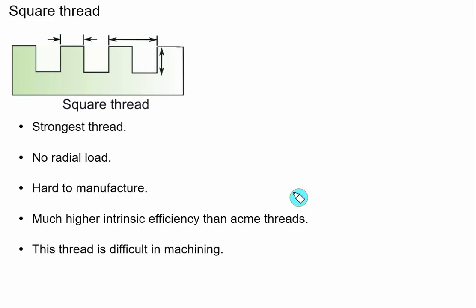Two types of thread profile are normally preferred. The first one is the square thread and then we have the acme thread.